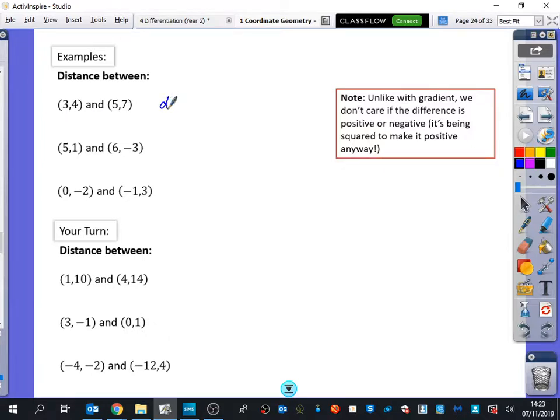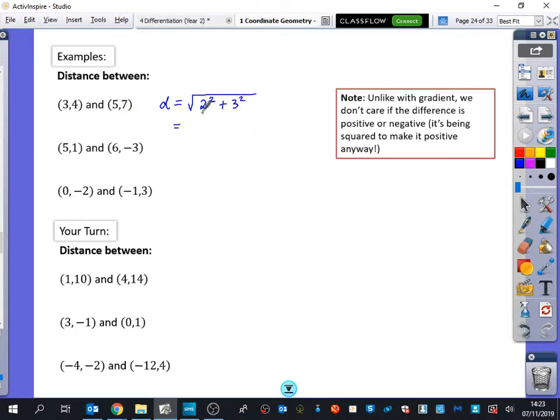So the distance between these 2 points that we've got here will be the square root of the differences between the x. So we've got a 3 and a 5, which is just a 2 squared. And the differences between the y's, which is 4 and 7. So that's just going to be a 3 squared.